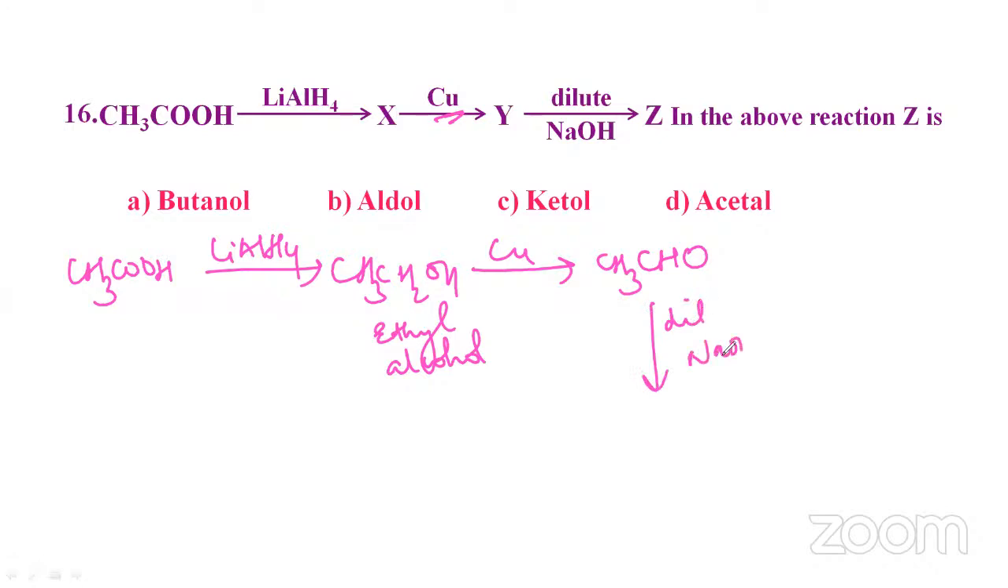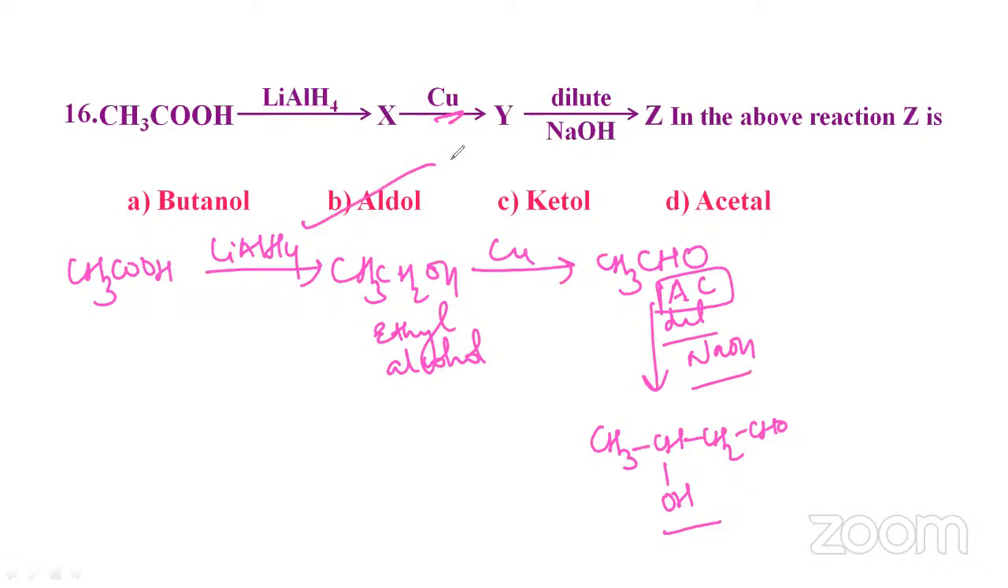This on further treatment with dilute NaOH, what does it obtain? Yes, many are answering it right. So we'll just write the product and then come to the conclusion. It is an aldol. So this is undergoing an aldol condensation to form your aldol. This is the product, Z. Yes, good. Many have answered it right.